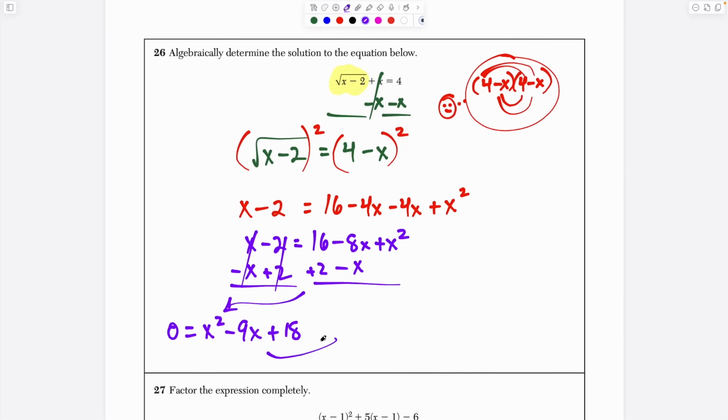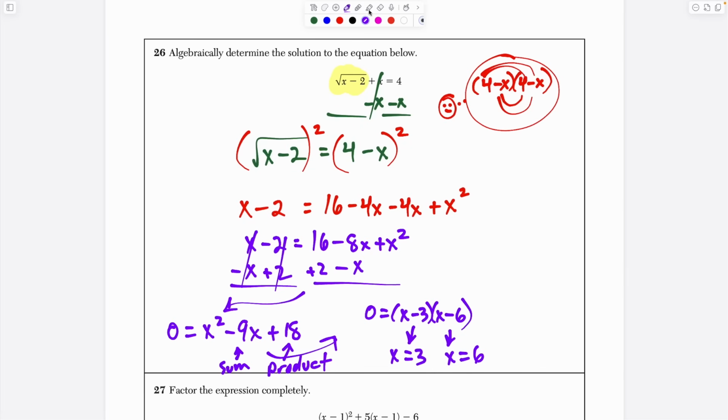And now we could factor this. So we're going to have two numbers that have a sum of negative 9 and a product of 18, and they are negative 6 and negative 3. So we could say next that 0 equals x minus 3 times x minus 6. And now this is going to give us two potential roots. So here, the first root we're going to get is x equals 3, and the second one we're going to get is x equals 6.